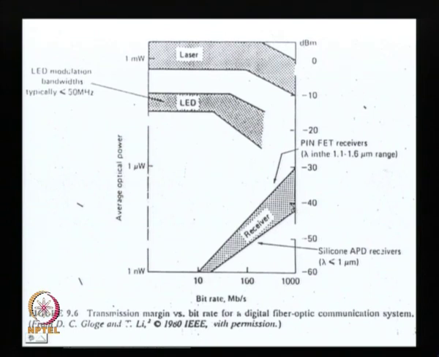dBm. Whereas if you go to 1 gigabits per second, which is 1000 megabits per second, you would require power about minus 30 dBm. So typical power level which the receiver must get to get a BER of typically 10 to the power minus 9, the received power must lie in the range of minus 30 to minus 40 dBm.